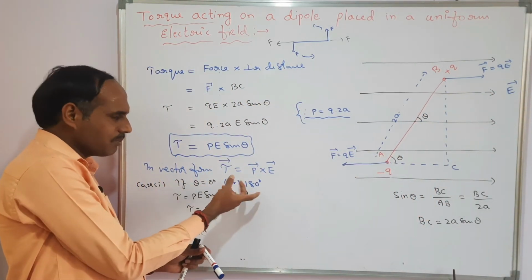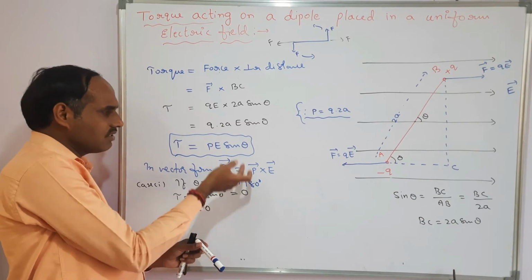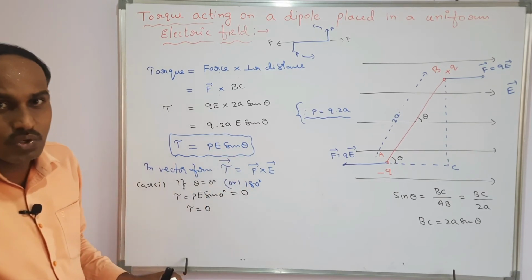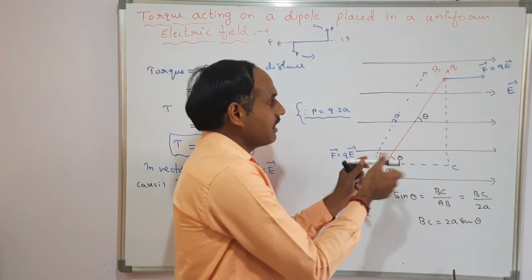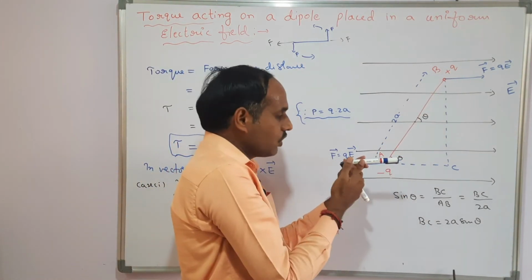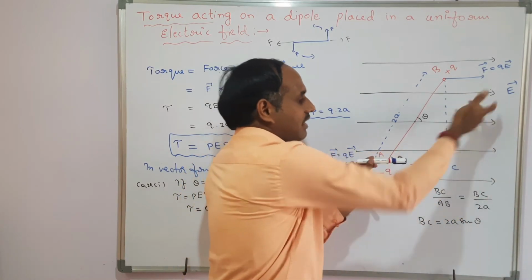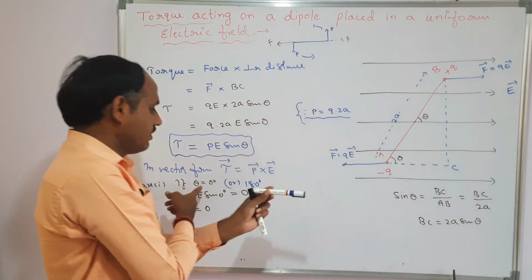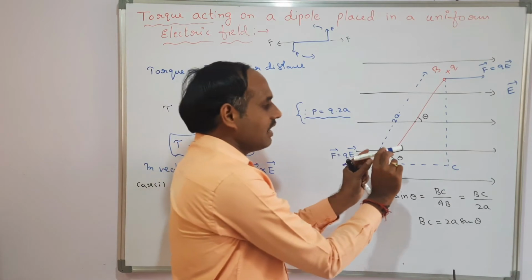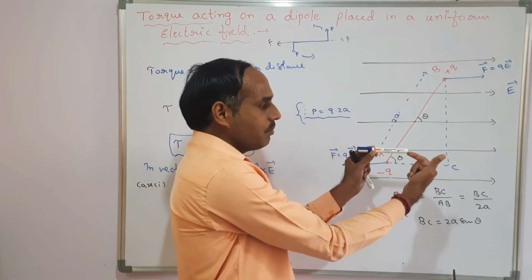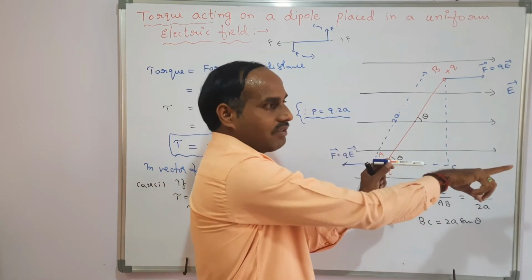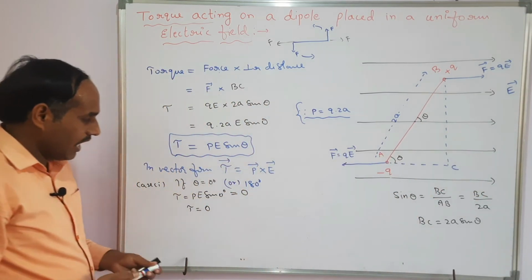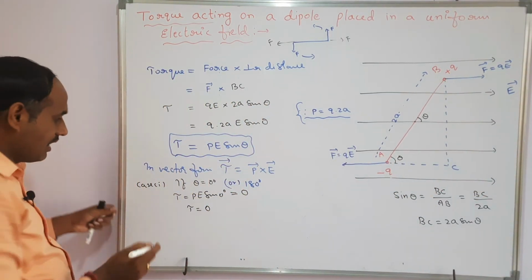Understood the cases? Of course, mathematically it is very simple: substituting theta 0 or 180, the torque is 0. Then what is the significance here, sir? When this is negative and here it is positive, the dipole moment is towards right, the electric field is also towards right, torque 0. When I rotate the dipole like this, now the dipole moment is towards left, why? Because it points from negative to positive, and the electric field is towards right, then also it experiences no torque here.